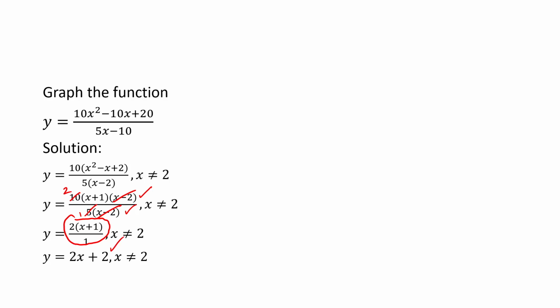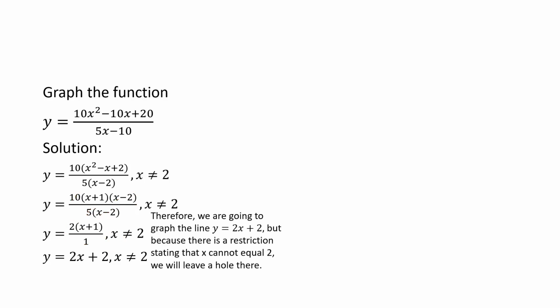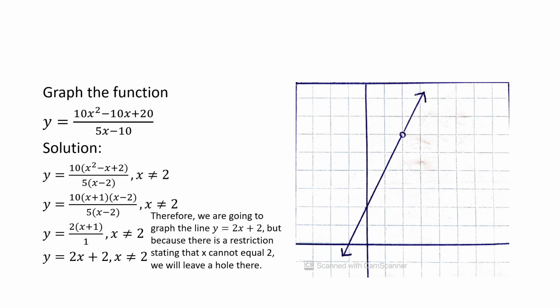What that means is the function we were given is actually the function 2x plus 2, but so long as x doesn't equal 2. What we're going to do then is graph the line y equals 2x plus 2, but because there's a restriction stating x can't equal 2, we're going to leave a hole there. And this is what it looks like. Interesting, huh? Now, this is the line y equals 2x plus 2, but you'll see that we included a hole at the point where x equals 2.